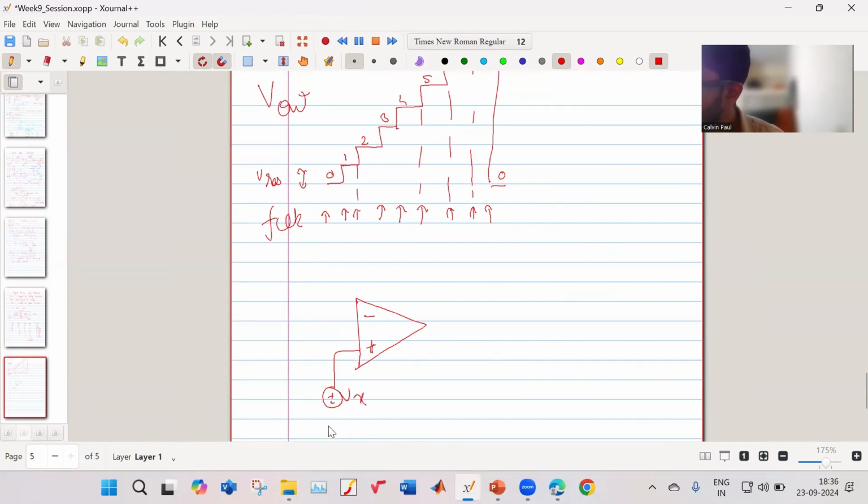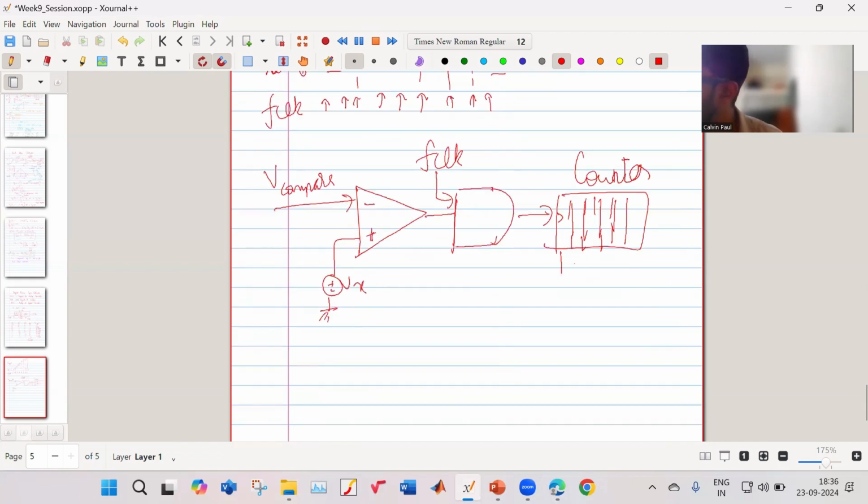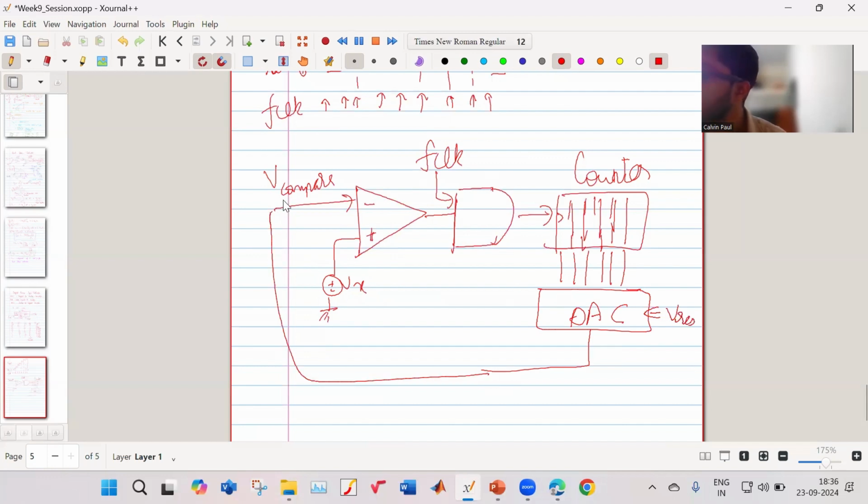This is my voltage Vx, which I have to measure. And this is compared with something which is coming. This goes to your AND gate with the clock. This goes to your counter. And these digital outputs go to your DAC, which also has some V resolution, and that goes as your compare input.